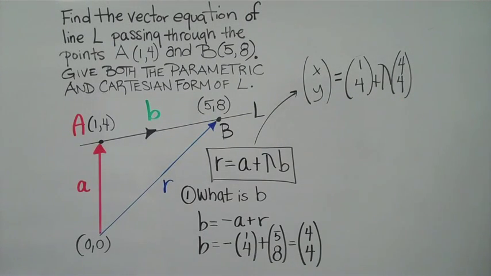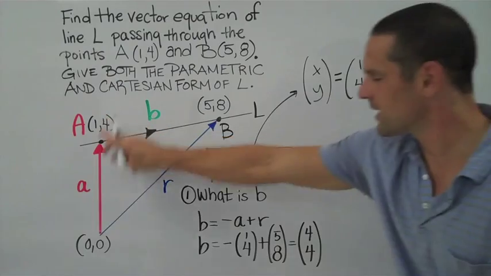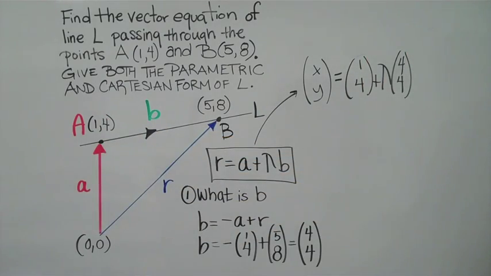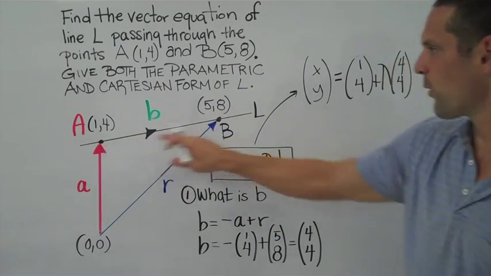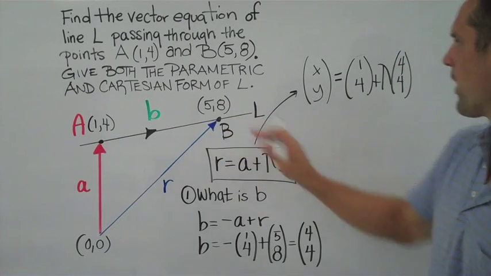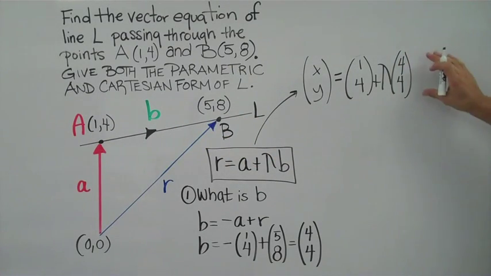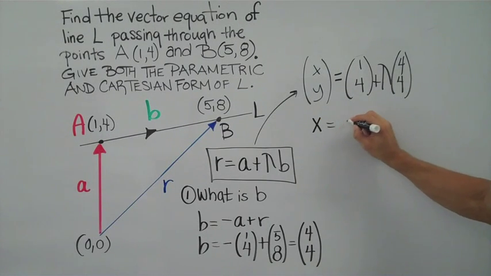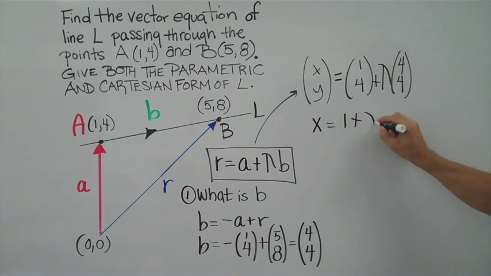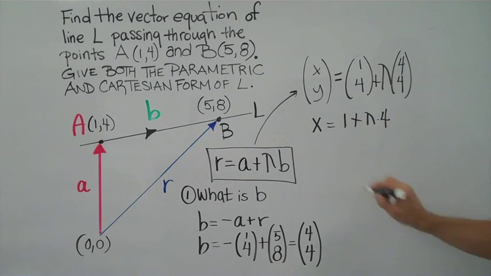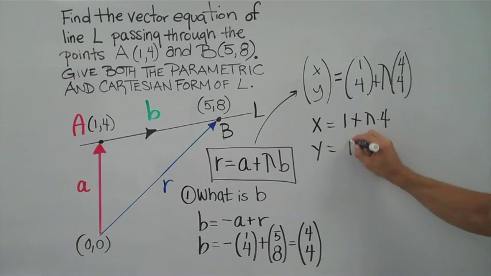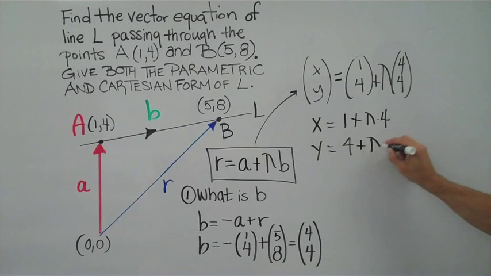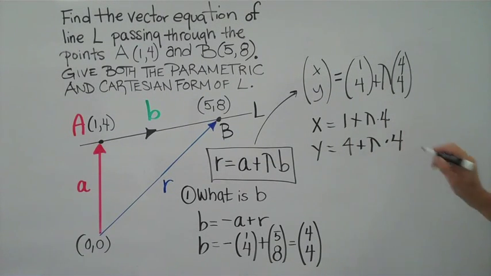That's the key. Is we have to find B. And how do we find B? We take negative A plus R. Or you could think from 1 to 5, I have to go over 4. From 4 to 8, I have to go up 4. So here is my parametric equation. I have to say x is equal to 1 plus lambda times 4, and y is equal to 4 plus lambda times 4. And I have my parametric equations right there.